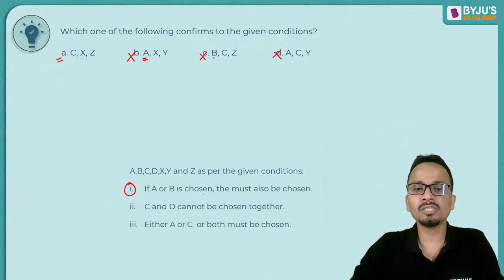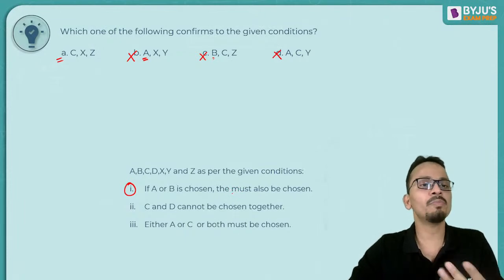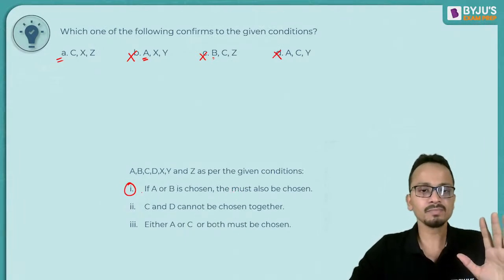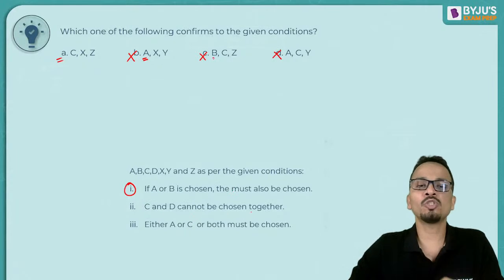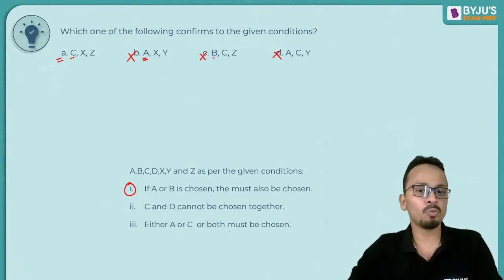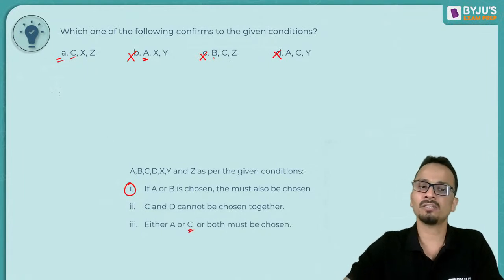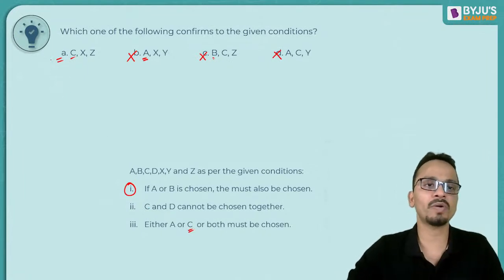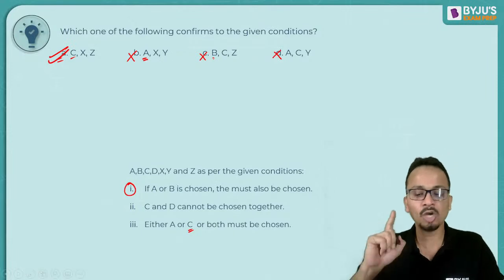So A or B is chosen, the other must also be chosen. तो हम A और B दोनों को select कर ही नहीं रहे. C and D cannot be chosen together, so only C is there. Either A or C or both, so C is there. So all the 3 conditions are satisfied. Correct answer will be option A.